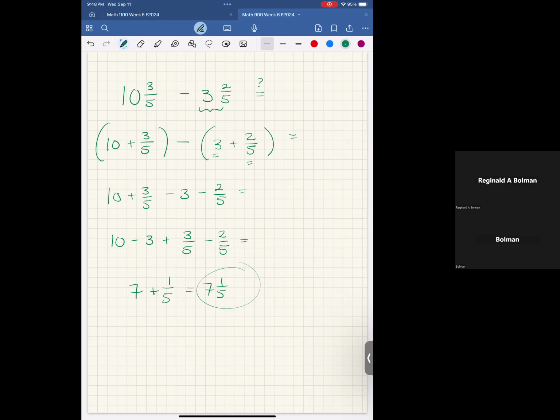The easier way to go about this is to simply subtract the whole numbers from one another and make some sort of an adjustment if need be. So we would take, say, 10, we would subtract 3, that would give me 7. And I would subtract my numerators from one another. So I'd take 2 away from 3 because both of the fractions are over 5. Now we're going to have 7, 3 minus 2 gives you 1. So 7 1/5.